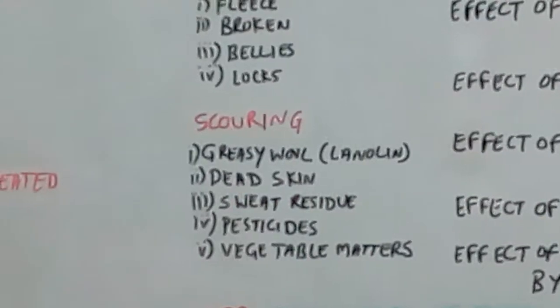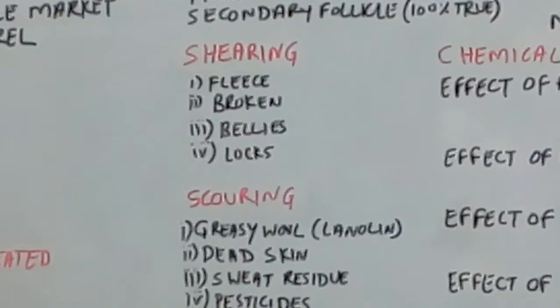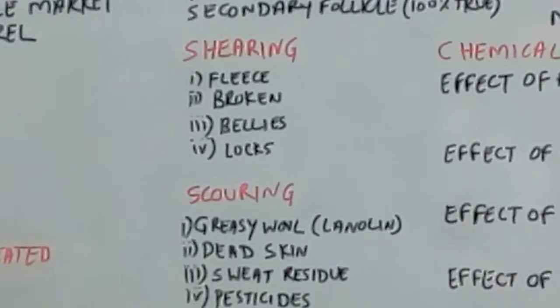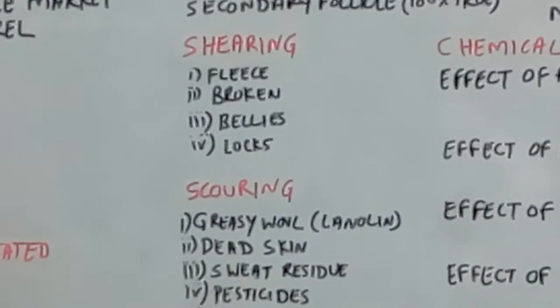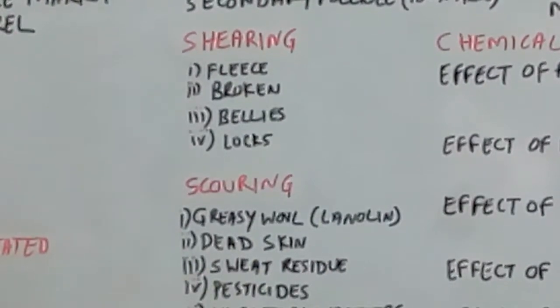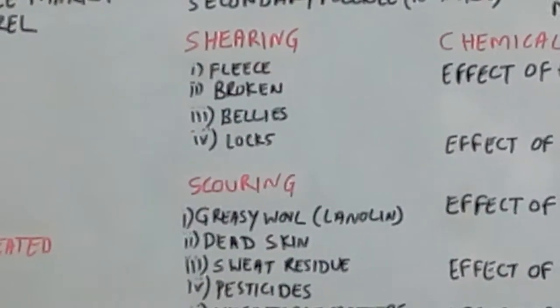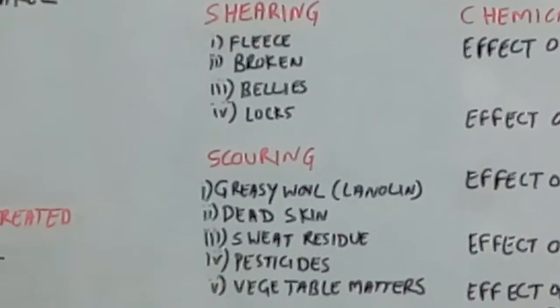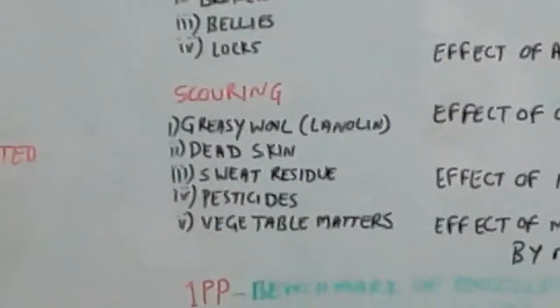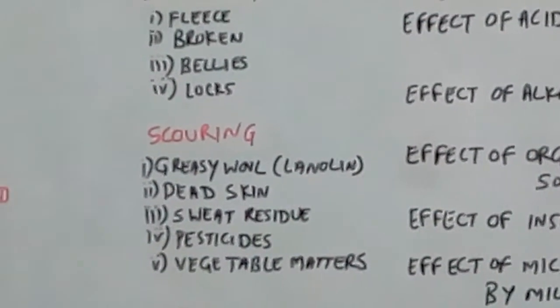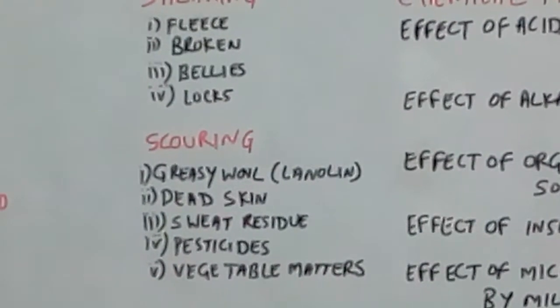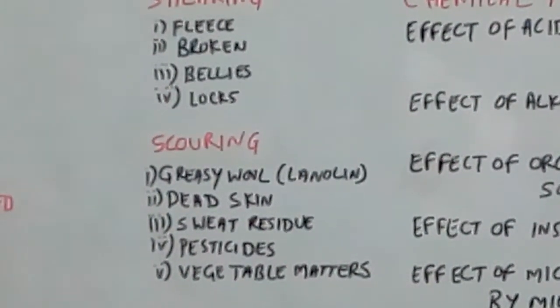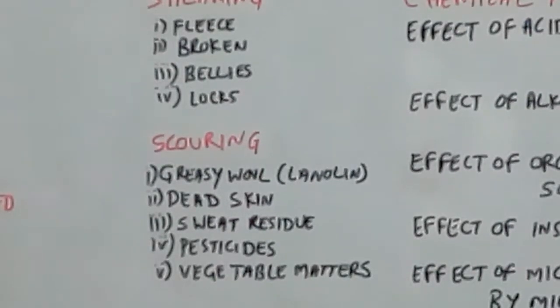Even though wool fibers are categorized into four: fleece, broken, bellies, and locks, with unwanted impurities, so many things are there to leave out. Even though the fleece is a good one, spinnable and best for use, that good wool fiber is subjected to scouring. Scouring is a process of removing the greasy part, dead skin, sweat residue, pesticides and vegetable matters.